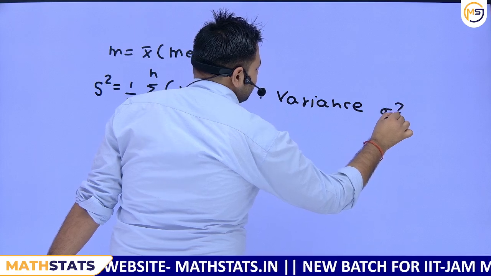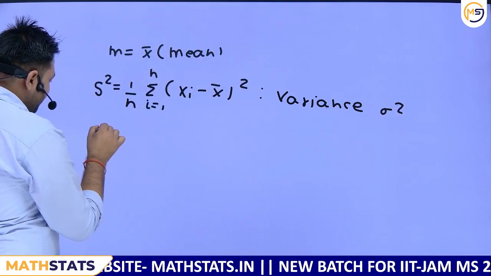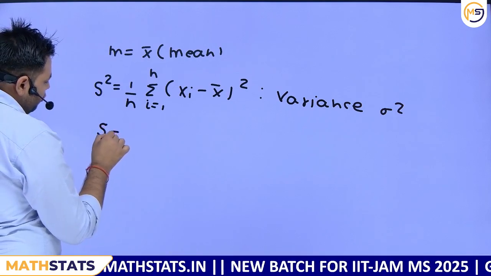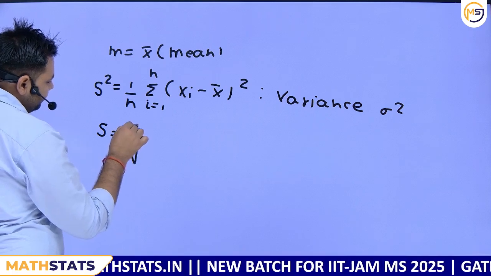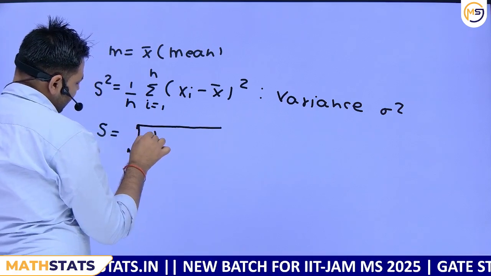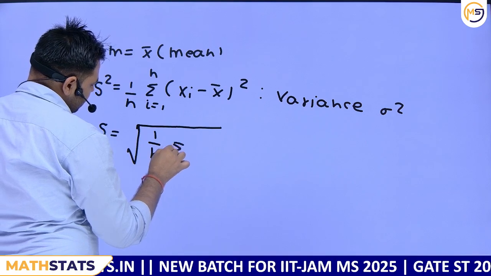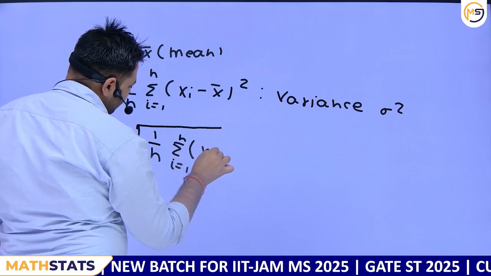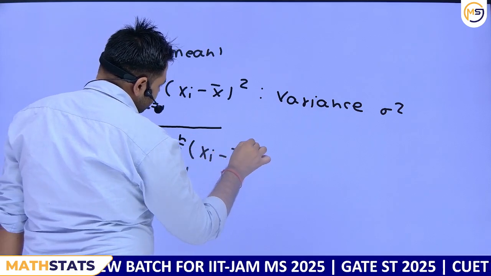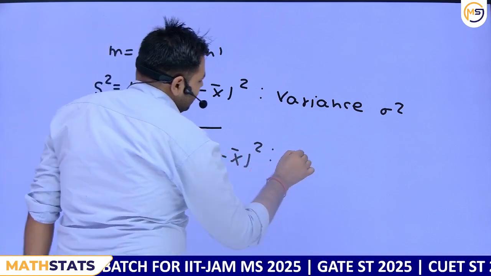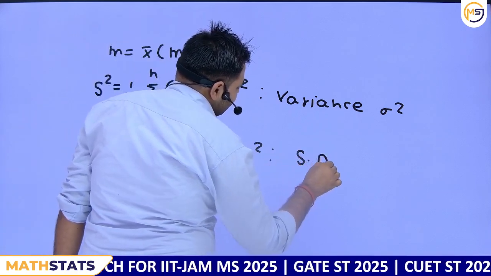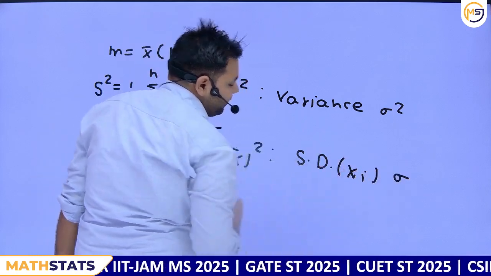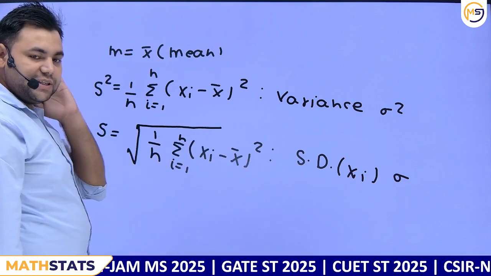Now if I put m equal to x bar in root mean square, then s equal to under root 1/n summation i equal to 1 to n, xi minus x bar square. So this is called standard deviation, standard deviation of xi, and it is denoted by sigma. Most of the time it is denoted by sigma, right?